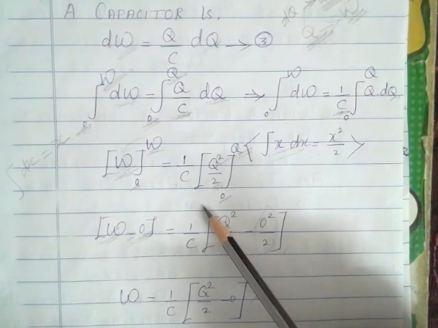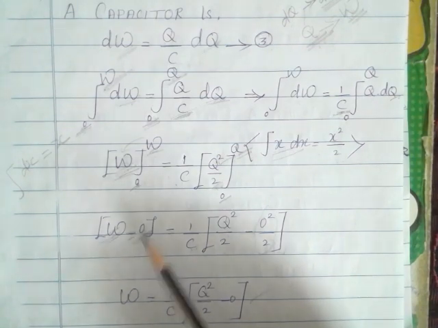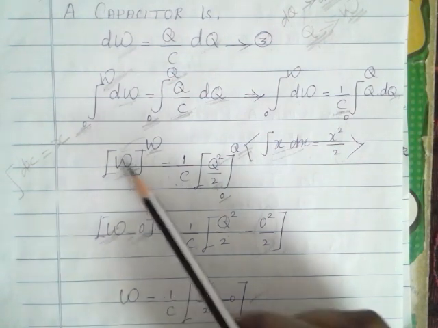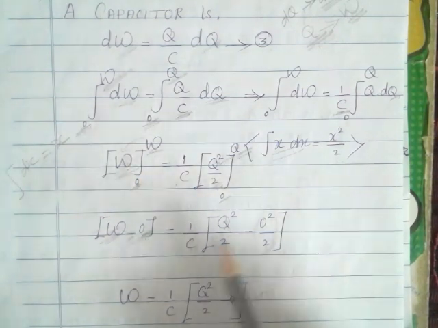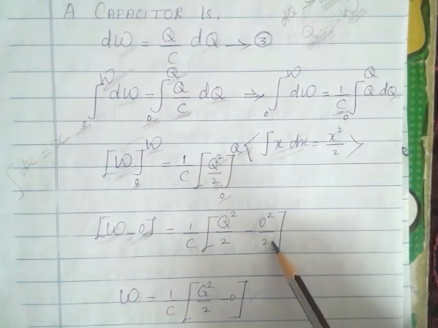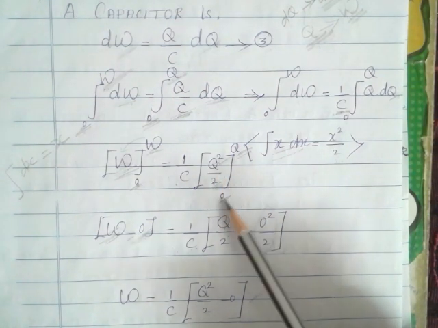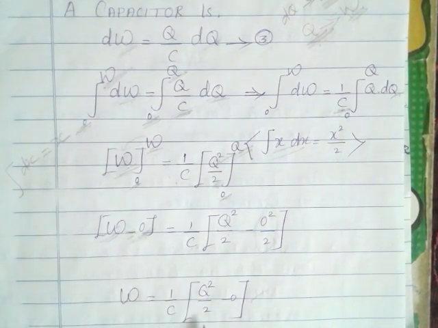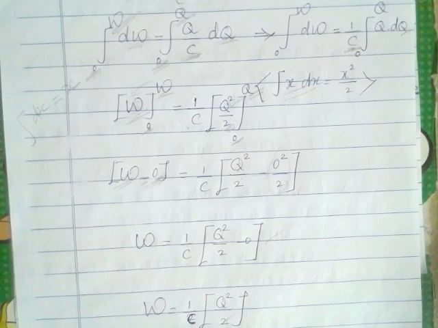Then applying the limit, the condition for applying a limit is upper limit minus lower limit. Upper limit W, instead of this W we apply W, minus the lower limit 0, so instead of this W we apply 0. That is equal to 1 by C. Here also the same condition applies: upper limit minus lower limit. Instead of this Q, the upper limit Q, minus, instead of this Q, the lower limit 0. Then W is equal to 1 by C into Q square by 2 minus 0. That is nothing but W is equal to 1 by C into Q square by 2.